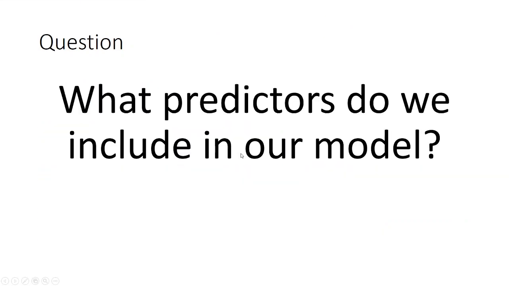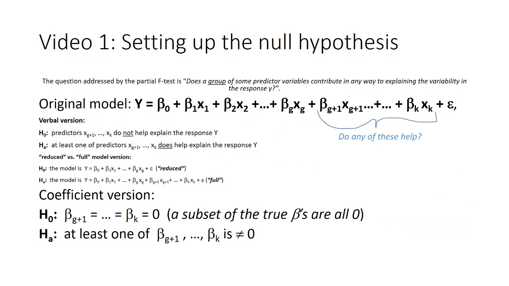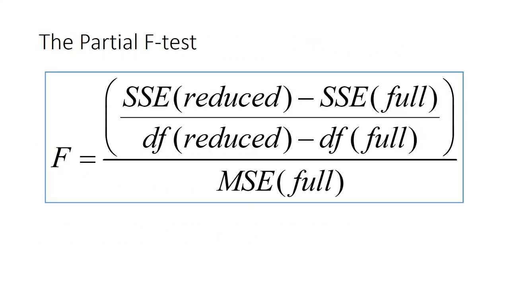All right, so today we're still answering this question: what predictors do we include in our model? In video 1, we set up the null hypothesis verbally. We had an original model with k predictors, and then we said, okay, maybe the last few predictors do not help explain the response y, perhaps after some exploratory analysis, so the model is the reduced model. We don't need that dead weight. In the coefficient version, all those betas are 0, or in the alternative hypothesis, at least one of them is non-zero. The partial F test is given by this.